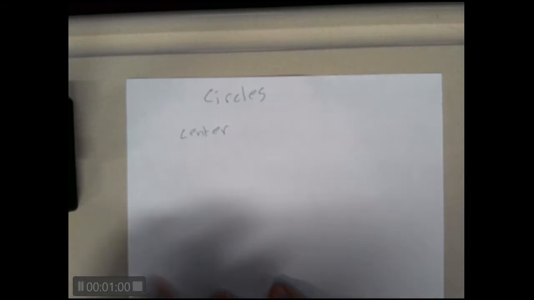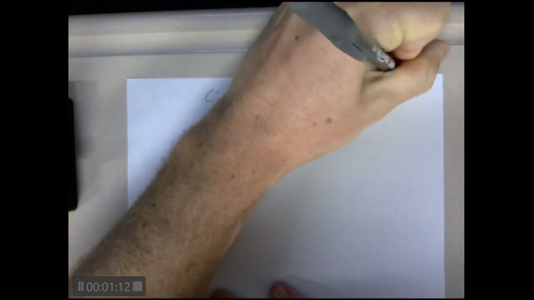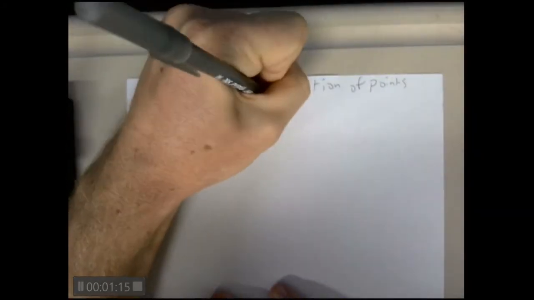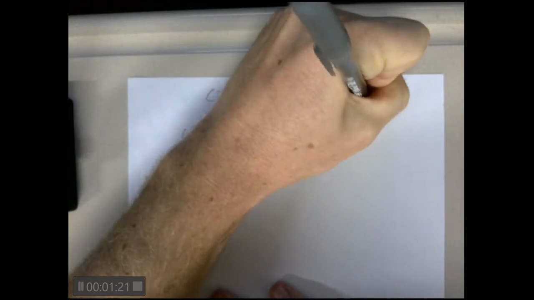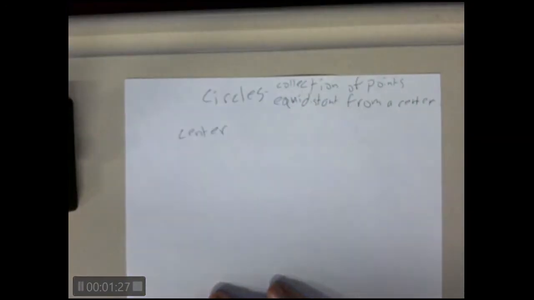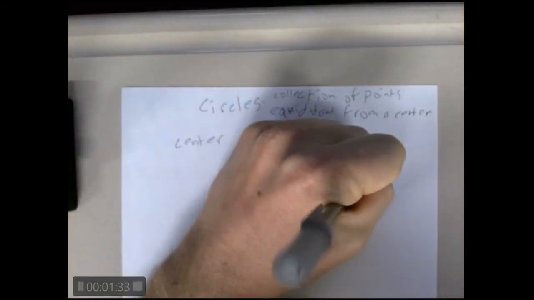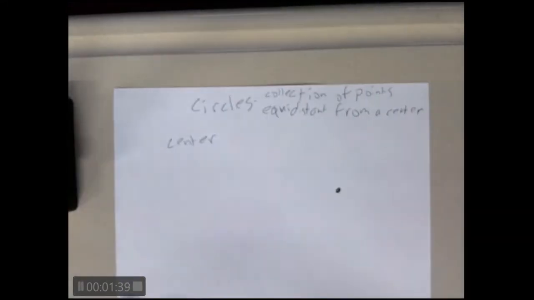If you remember, a circle has a center. The center is where all the points are equidistant from. So I guess that's a good definition. A circle is a collection of points equidistant from a center. And so we have this circle. We have a center. We can just draw our center over here. It's just going to be a dot for now. We're going to do things with it in a second. So we have our center.